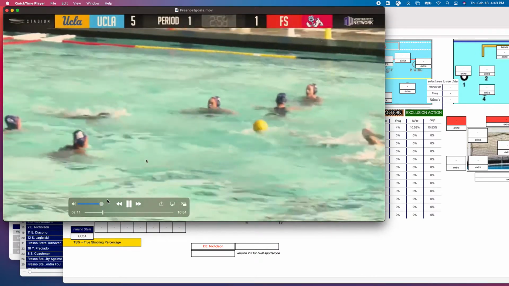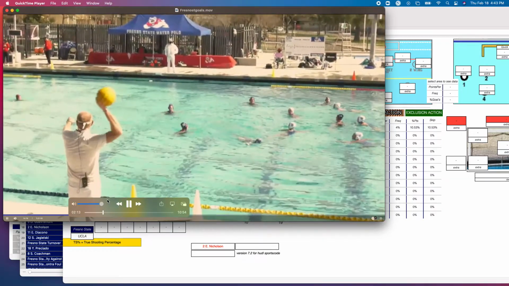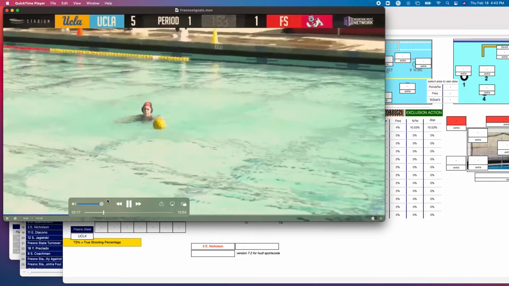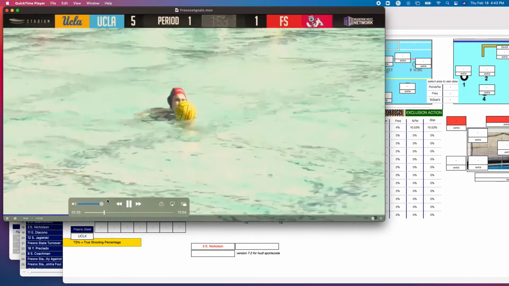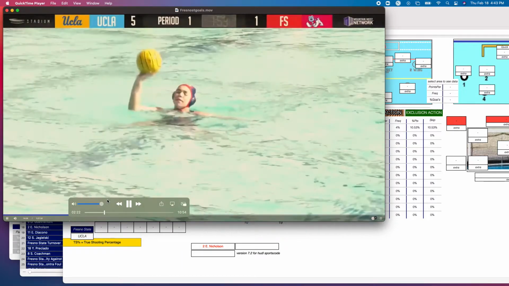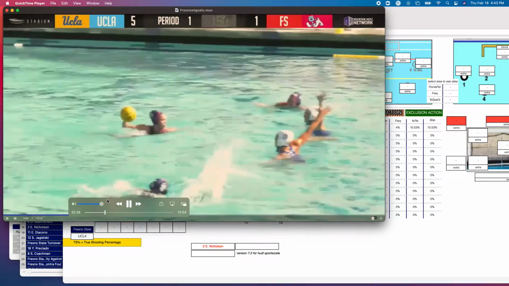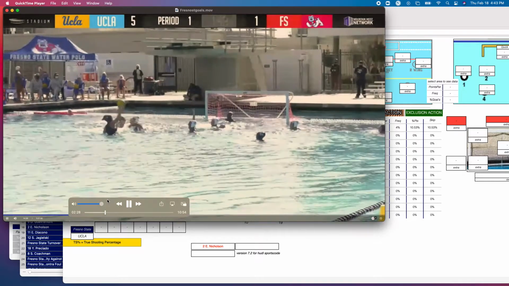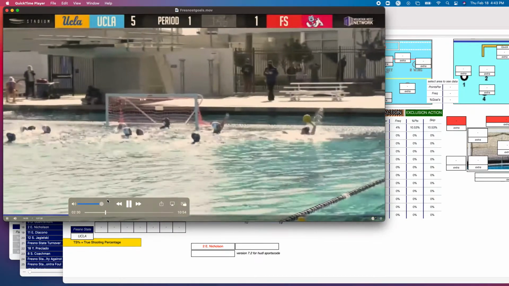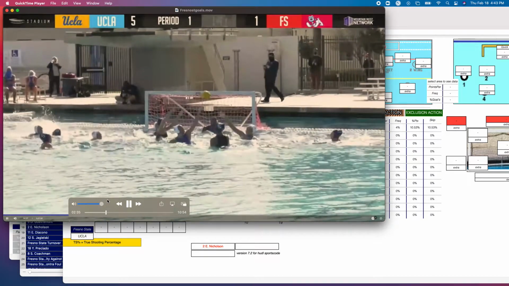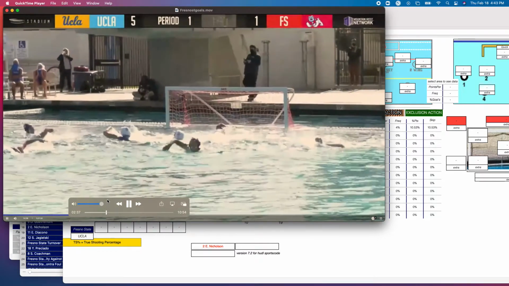That goal there scored by... Welcome back here to Fresno, 5-1. It's UCLA on top of Fresno State. Bulldogs with the advantage, looking for something here on the offensive end. They do get it inside, and a nice find in the goal.